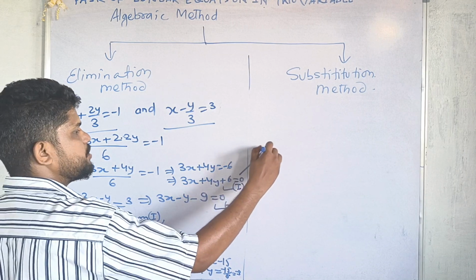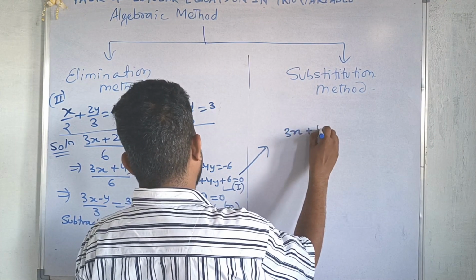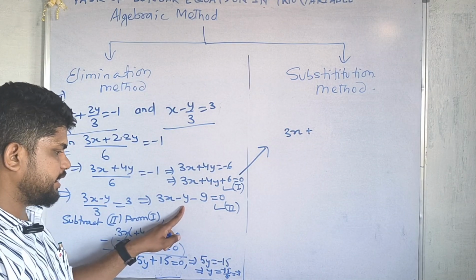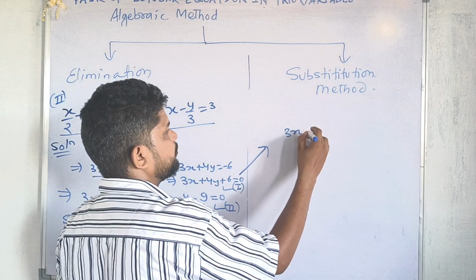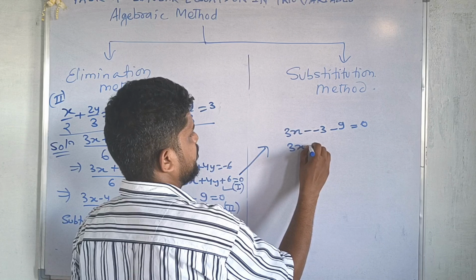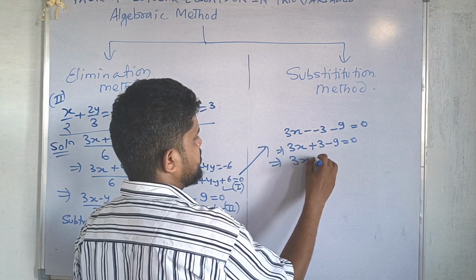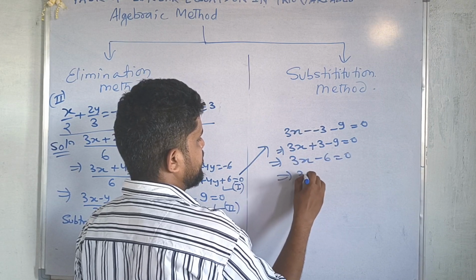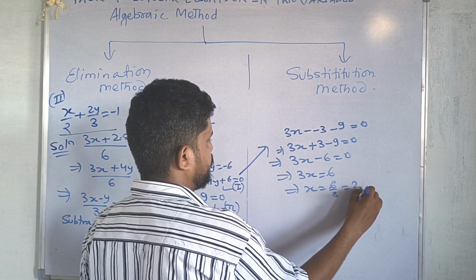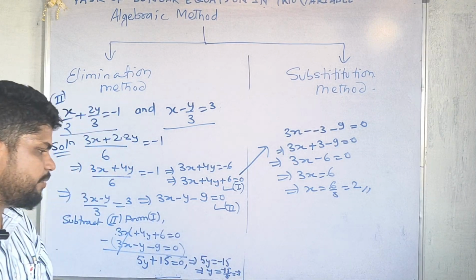If we put y is equal to minus 3 in equation number 1, we get 3x minus y, that is minus minus 3, minus 9 is equal to 0. 3x plus 3 minus 9 is equal to 0. 3x minus 6 is equal to 0, and this shows that the value of x is equal to 6 by 3, that is 2. Okay, so the value of x is 2 and the value of y is minus 3.